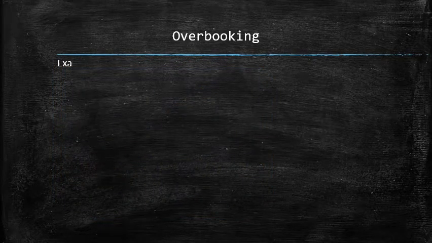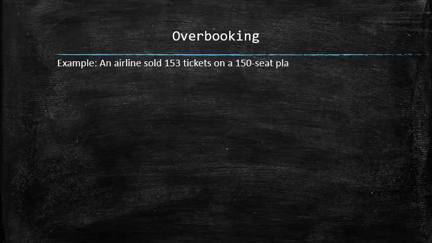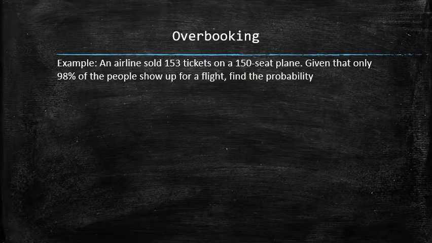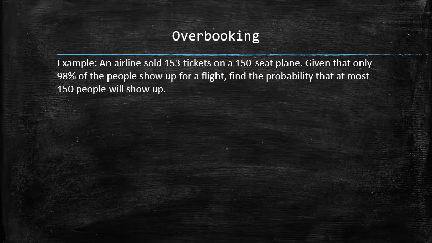Let's do another example. An airline sold an extra 3 tickets on a 150-seat plane. Given that only 98% of the people show up for their flight, find the probability that at most 150 people will show up. This is the probability of the event in which the airline will have a seat for everyone who shows up. This is the best possible outcome for the airline.